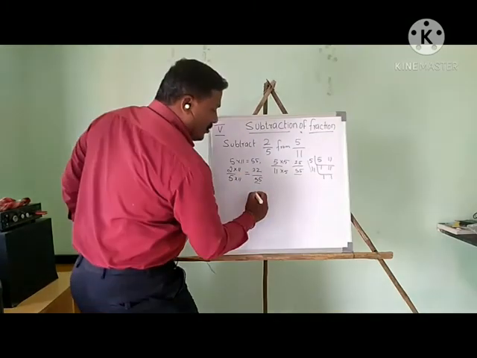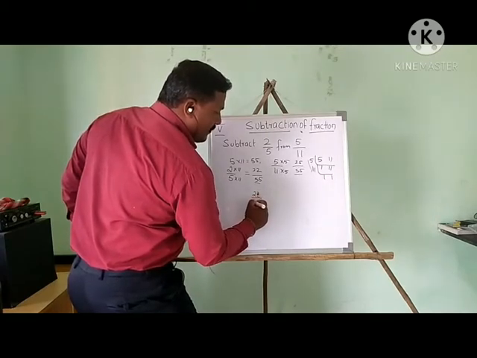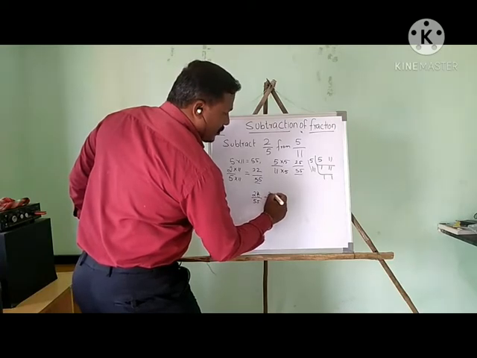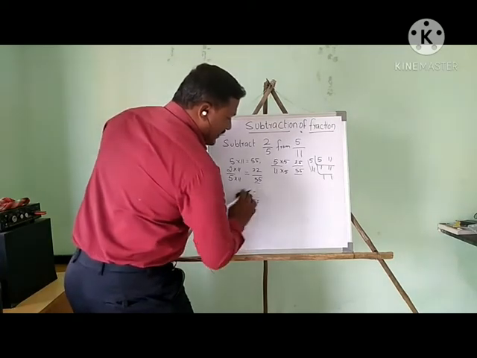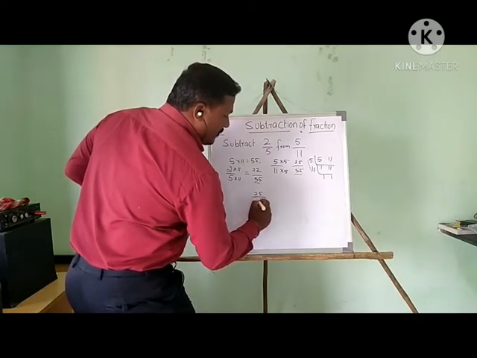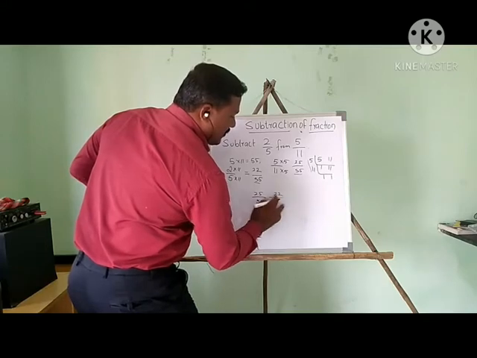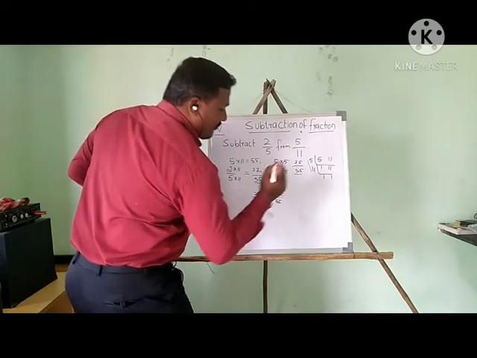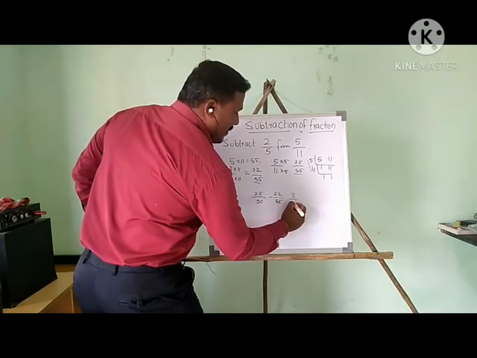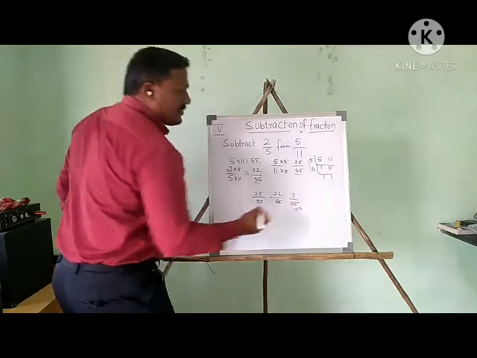Okay. So 22 upon 55 subtract 25. Sorry, not like this. I have to put it this side. 25 upon 55 subtract 22 upon 55. So if you subtract this, 3 upon 55. So this is the answer. Okay.